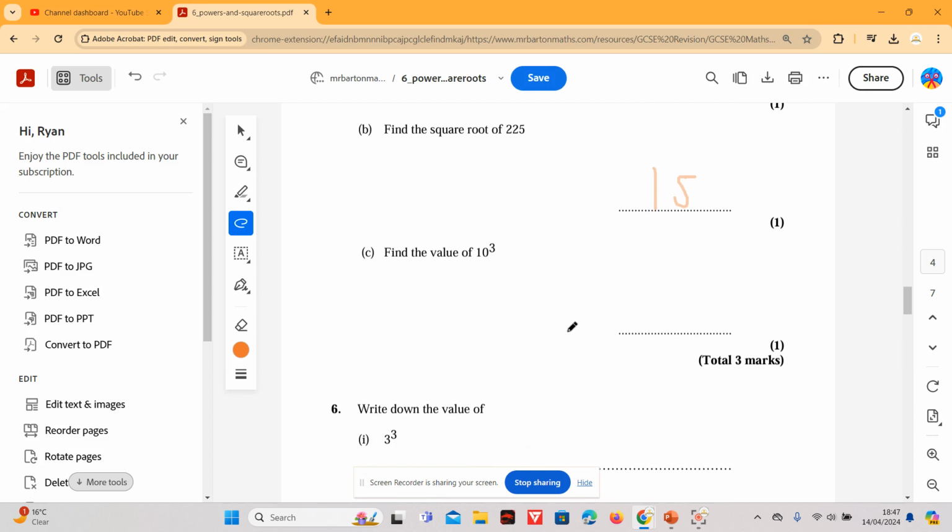Find the value of 10 to the power of 3. That means 10 times 10 times 10. So if you do 10 times 10, you get 100. And 100 times 10, you get 1000.